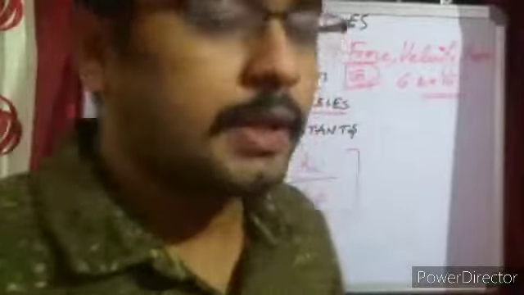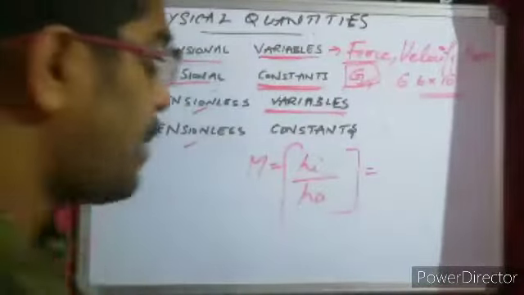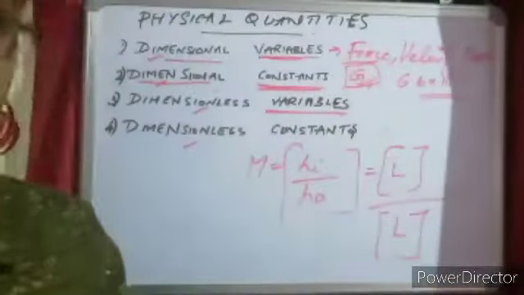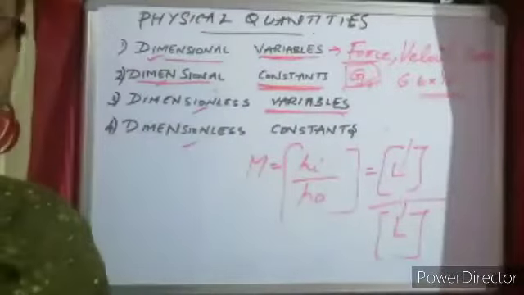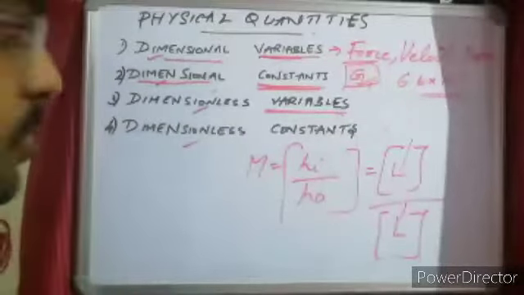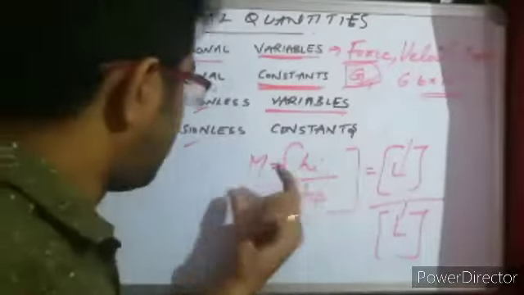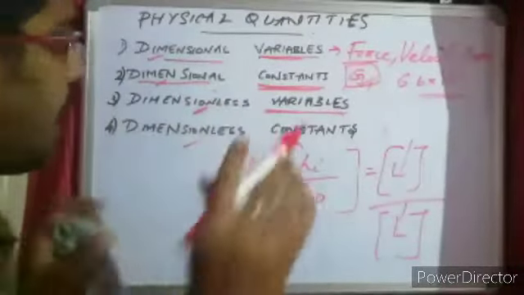The magnification is equal to HI divided by HO. So the dimension will be L divided by L. The dimensional formula, okay, not dimension, dimensional formula. Both being the same, there is no dimension as such. So I can call this dimensionless. Sometimes you refer to these as having a dimension equal to 1. Anyway, they are dimensionless.